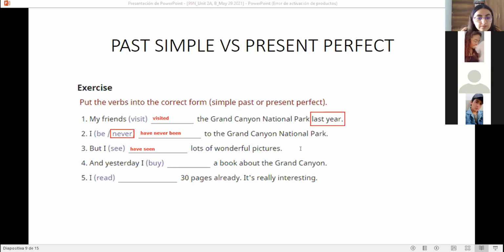And yesterday, ¿cómo completaríamos la... Oh, I bought. Yes, I bought a book about the Grand Canyon. What do you think we're going to use in the last one? I have, ¿qué más? Read. Okay, I have read 30 pages already. It's really interesting. Very good, guys.